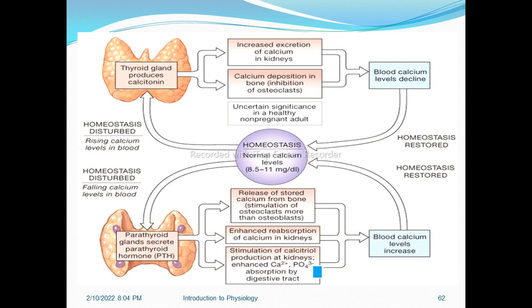The other is by enhancing reabsorption of calcium in the kidney and by stimulating calcitriol production at the kidney, which enhances absorption of calcium and phosphate by the digestive tract. So meaning, our body has a normal level of calcium in the blood, but when this normal level or homeostasis is disturbed, our body balances calcium by using calcitonin hormone and parathyroid hormone. This is an important part of regulation.